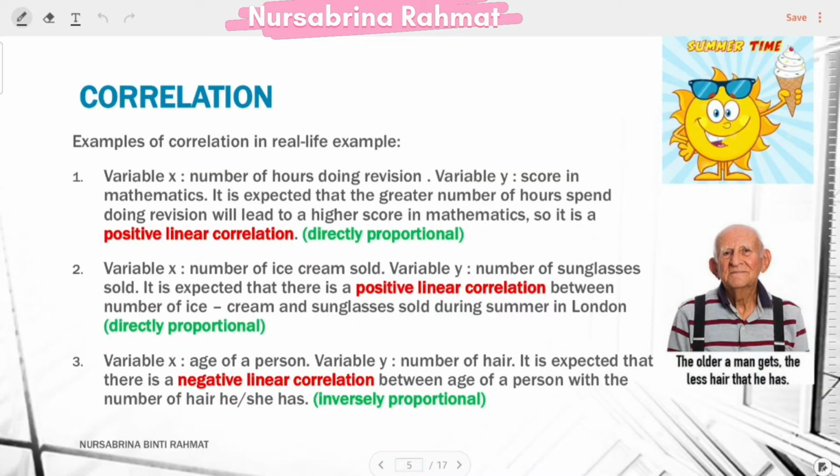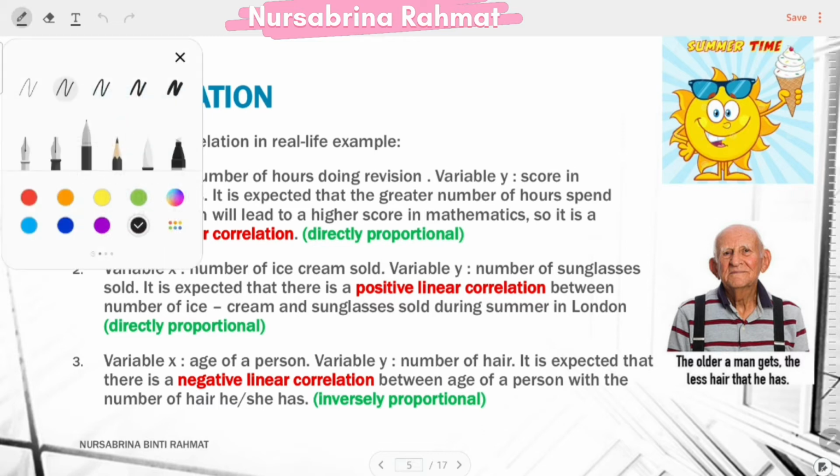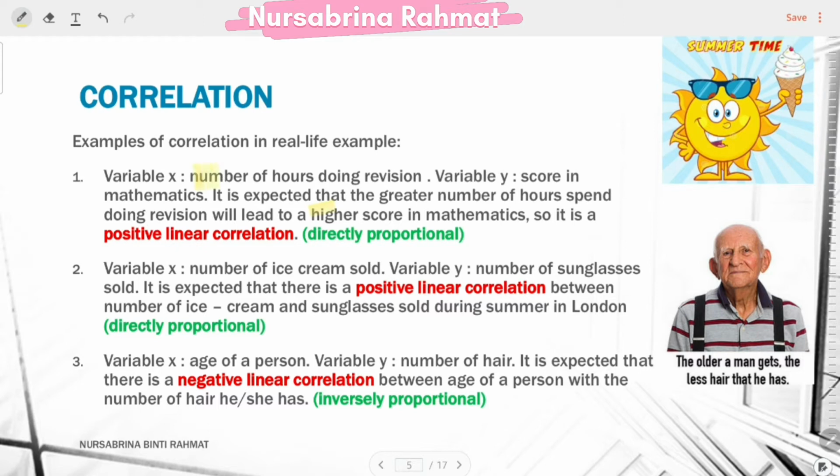Okay, so this is another real life example of correlation. For example, if you want to study the effect of number of hours spent during revision and score in mathematics, we are expecting that the more hours you spend on your revision, the higher the mathematics score you will get in the exam. So it's a positive linear correlation, and it's directly proportional.